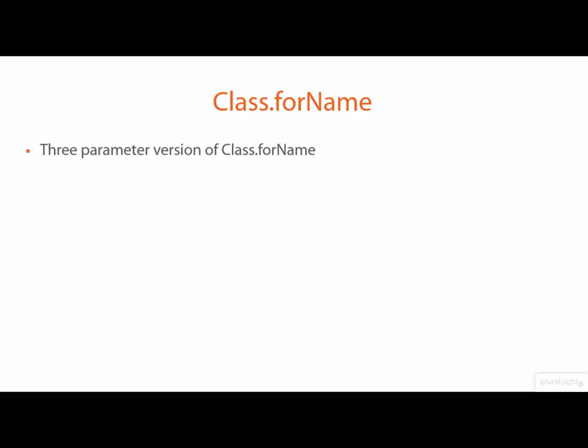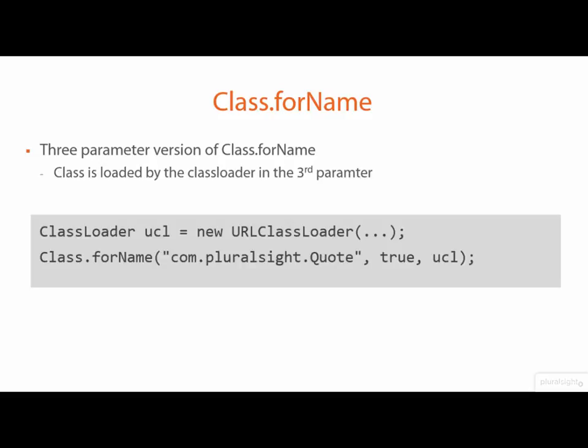The third parameter takes a class loader. And Class.forName then uses that class loader to load the class. So it looks something like this. We create, for example, here a new URLClassLoader, call it ucl, call Class.forName, passing the name of the class, and then as the third parameter, passing ucl. In this case, the class is loaded by the class loader defined using the URLClassLoader we created, not the application class loader that was loaded when the application started up. This makes it slightly easier to use class loaders and provides some isolation.